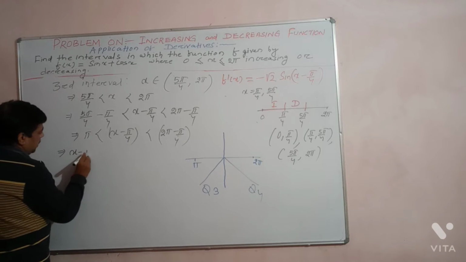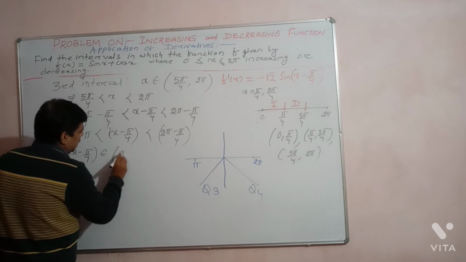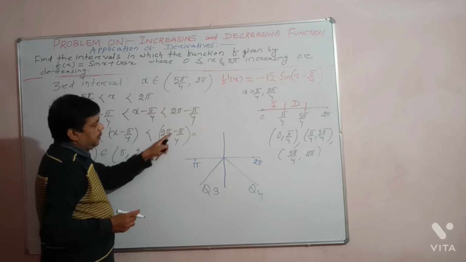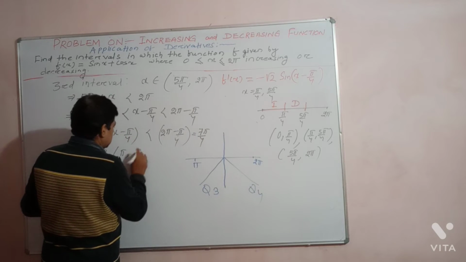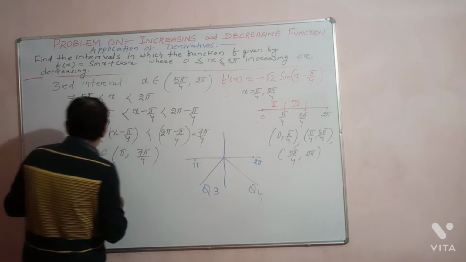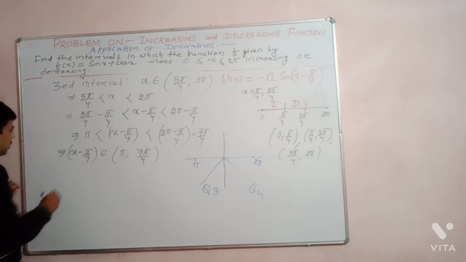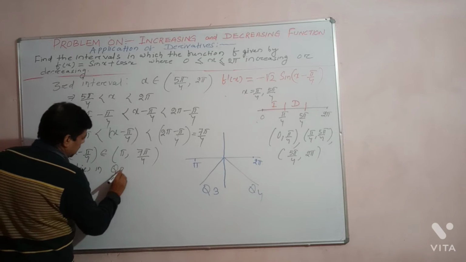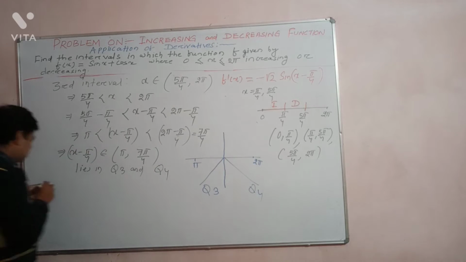So that implies x minus pi by 4 belongs to pi to 2 pi minus pi by 4, which we can also write as 7 pi by 4. Understand? So x minus pi by 4 belongs to pi to 7 pi by 4, which lies in the third quadrant and fourth quadrant.